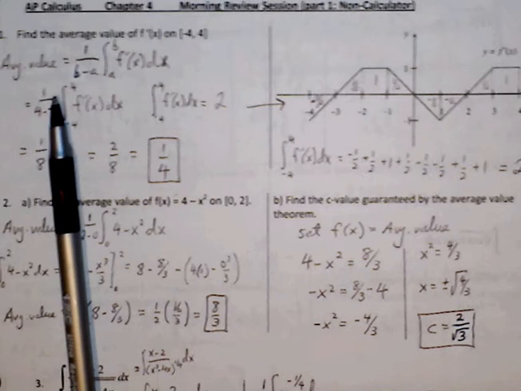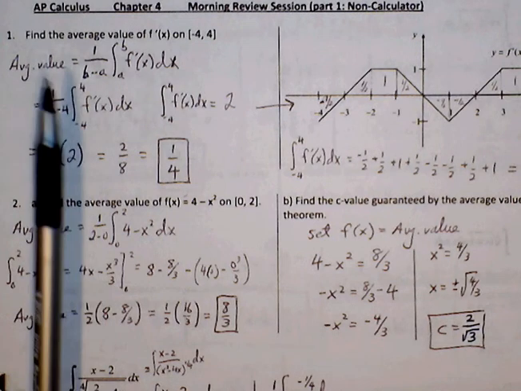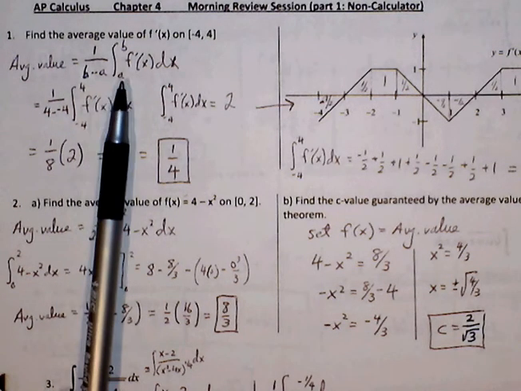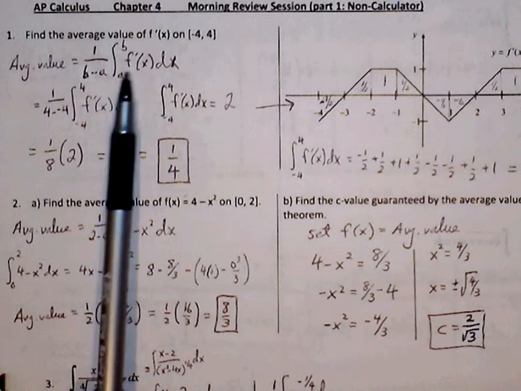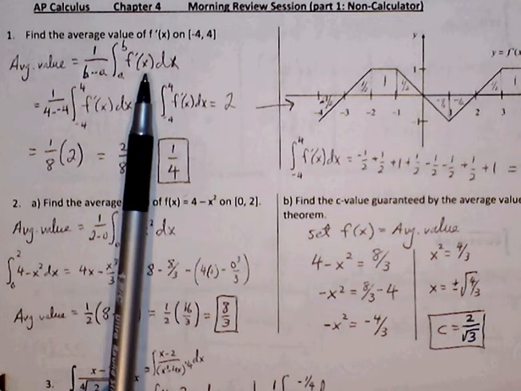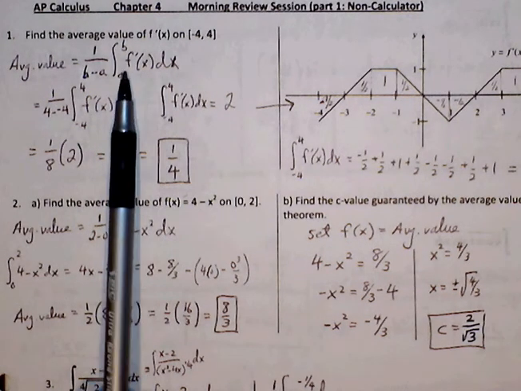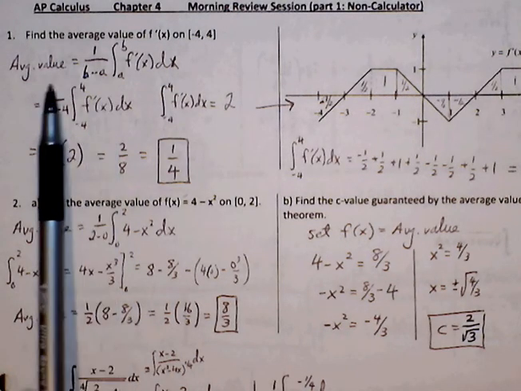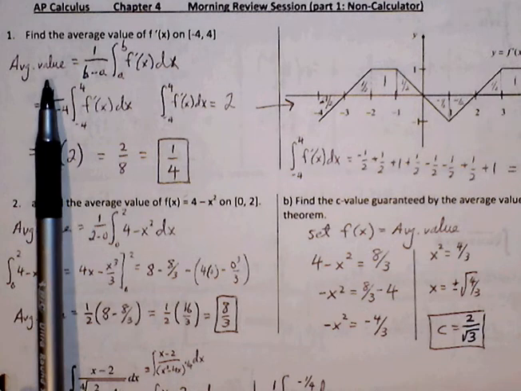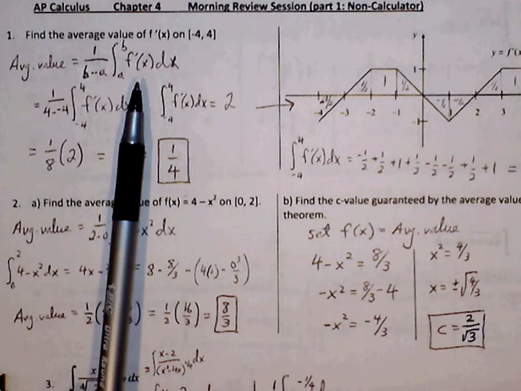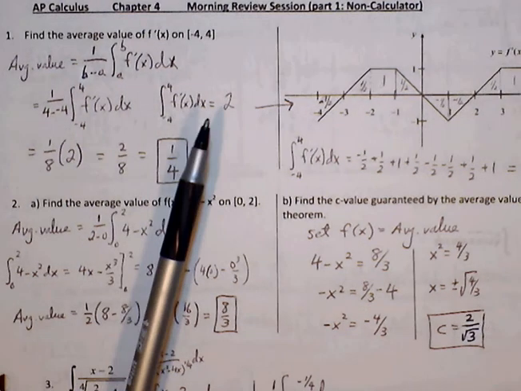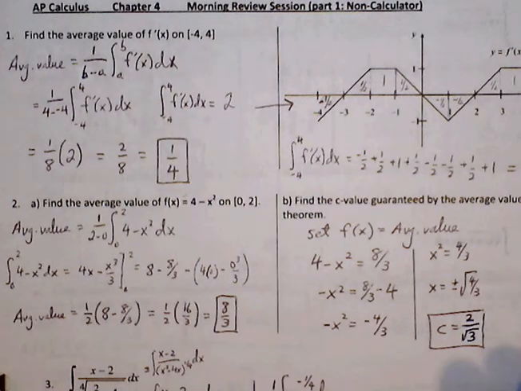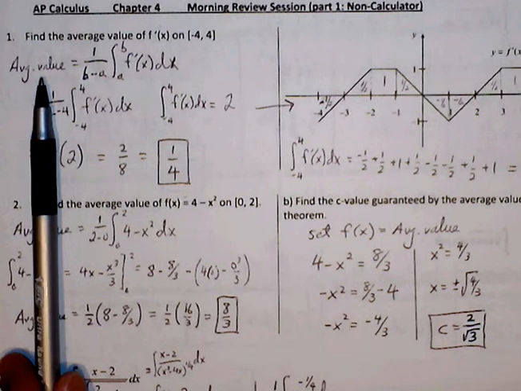So if you remember, the average value theorem says it is equal to 1 over b minus a times the definite integral from a to b of f prime of x dx. And essentially it is displacement divided by the width is equal to the height. So in other words, really we're just taking the area formula for a rectangle, rearranging it to solve for height.